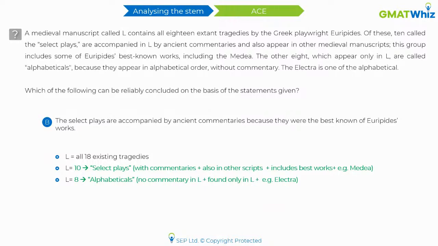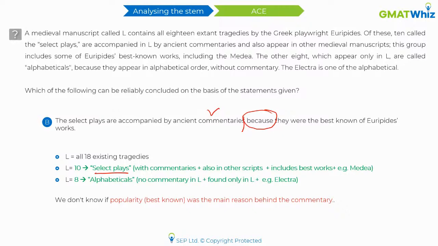Let's look at B. I saw a couple of B's at that point of time. So let me see what B says. The select plays are accompanied by ancient commentaries. Well, immediately I know yes, they are. So far the data is correct. But when I go back to what I read in the passage, nowhere can I recall a reason mentioned why commentaries accompanied the select plays, because they were best known of Euripides' work. No way. We don't know if popularity was the main reason behind the commentaries accompanying the select plays. So this is also out of scope, and therefore not the correct answer choice.